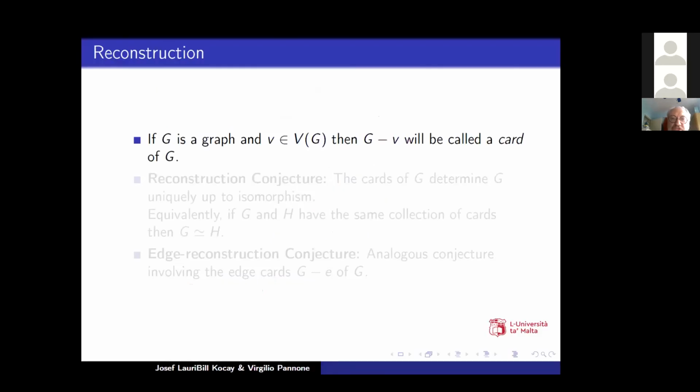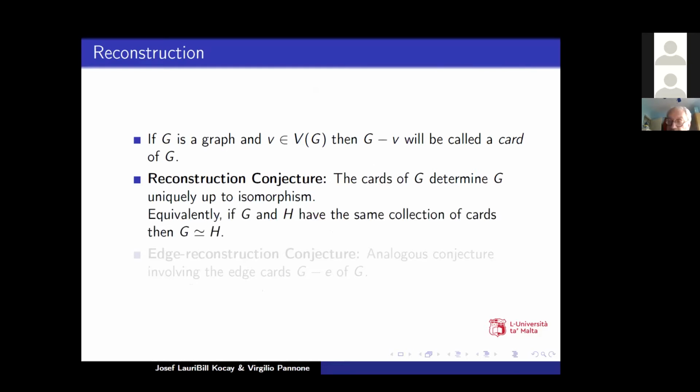Okay, let's start with some definitions. Reconstruction: when I say a card, I mean a vertex-deleted subgraph, G minus v. The reconstruction conjecture says that if you have the cards of G, you can determine G uniquely up to isomorphism. An equivalent way of stating it is that if G and H have the same collection of cards, then they must be isomorphic. Similarly, there is the analogous edge reconstruction conjecture, which involves edge cards instead of cards.